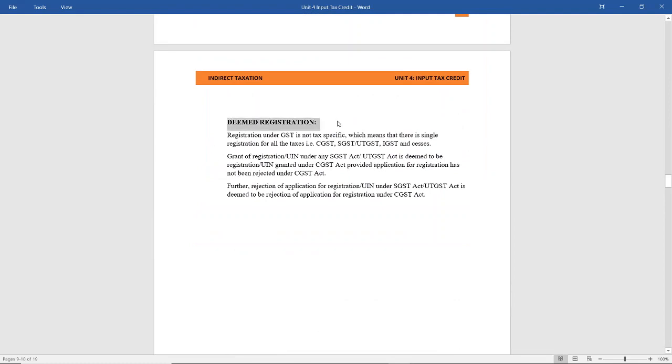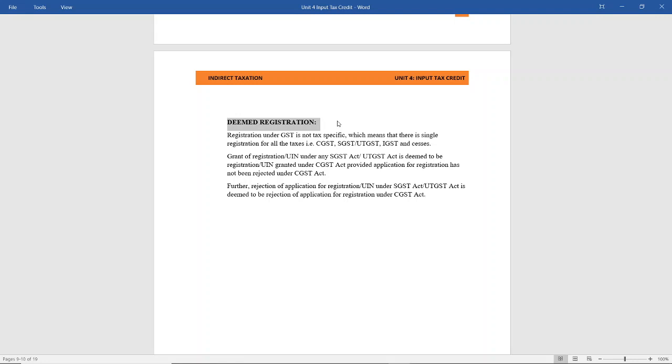Simply remember, there are different taxes under GST, that is IGST, CGST, SGST, UTGST. That doesn't mean that registration should be taken tax-wise. It doesn't mean that I have to take separate GST registration for CGST and separate GST registration for SGST. It is deemed that if I have taken GST registration, I am registered under all the taxes, that is CGST, SGST, UTGST, IGST and cess.